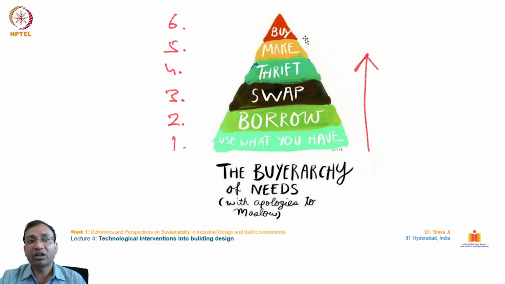We should adopt this strategy given by this researcher, which talks about using whatever we have. At least not simply going to the market and buying stuff. At least we can try borrowing it from someone in the neighborhood if they have it. Or maybe we can swap it against some article we possess. We can go for thrifting, we can go for even making. Finally, if it cannot be done with all these efforts, then only I think we should buy new stuff.